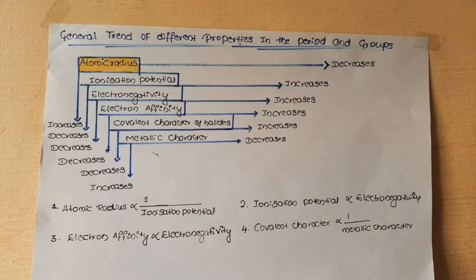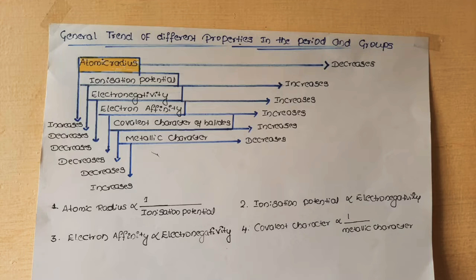So this video is for the general trend of different properties in the period as well as the groups. Okay, so here what happens, there are so many trends. Like in class 11 you might have studied the chemical properties, periodic properties of the elements. There are so many periodic trends we have, like atomic radius, ionization potential, electronegativity, basic property, acidic property, covalent character, metallic character.